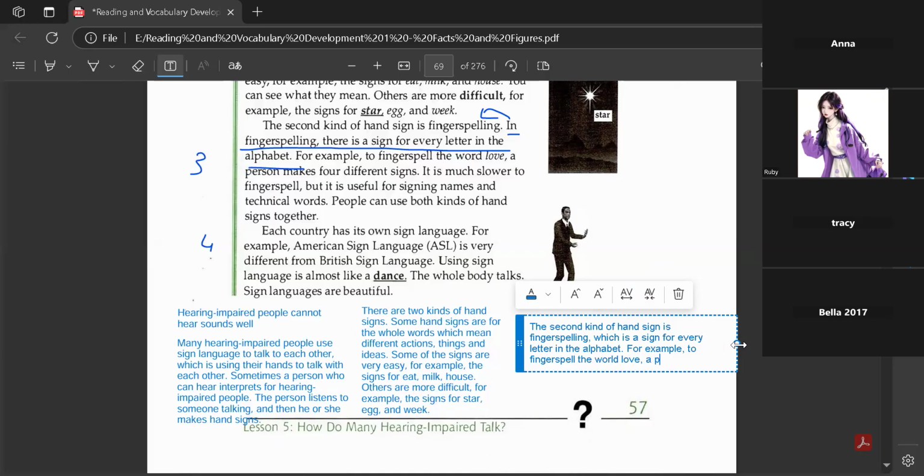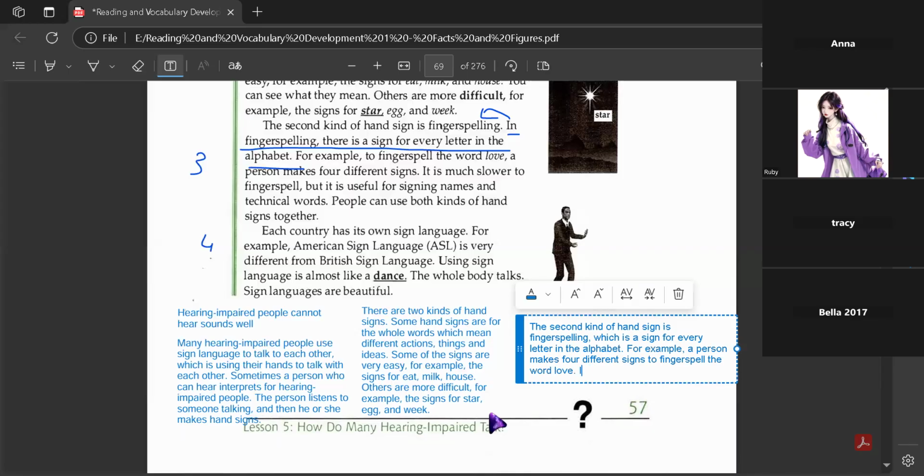A person makes four different signs to finger spell the word love. Okay.